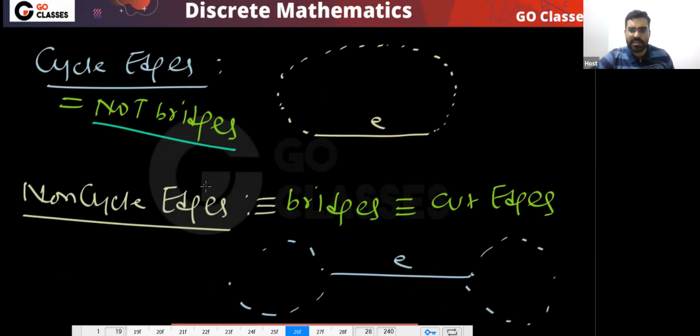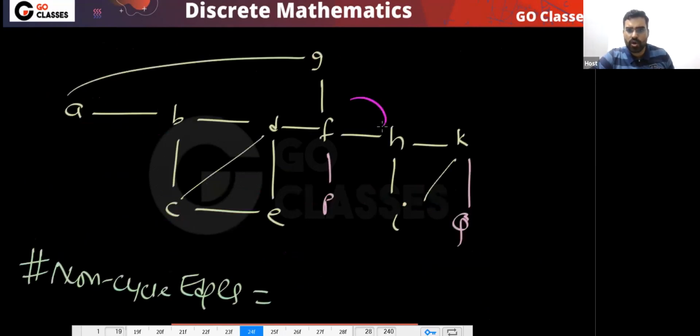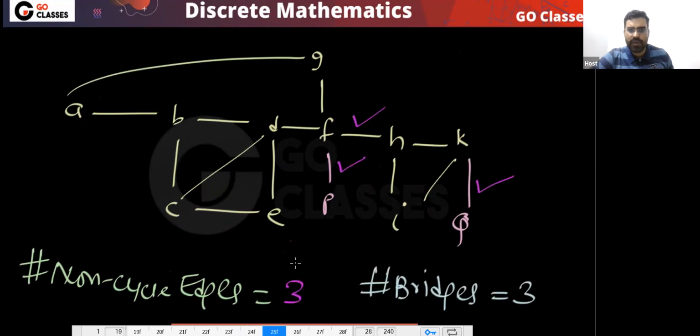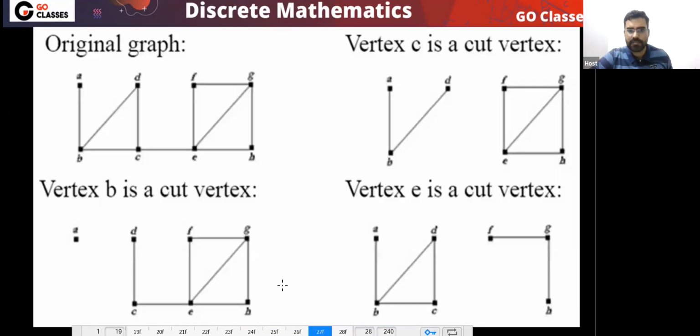So there are 2 types of edges in a graph. This I told you in the planar graph. In any graph, whatever graph you take, there are only 2 types of edges. One is cycle edges, which are part of some cycle, and non-cycle edges, which are not part of any cycle. Like this is not part of any cycle. So finally, I can say that cycle edges are not bridges, and the non-cycle edges, these are the bridges.